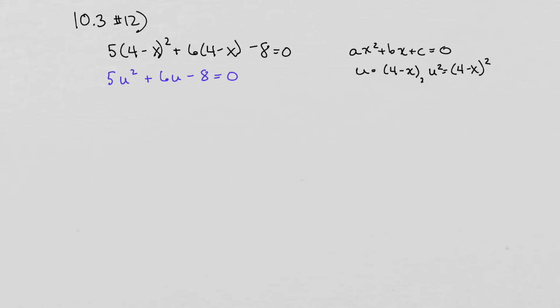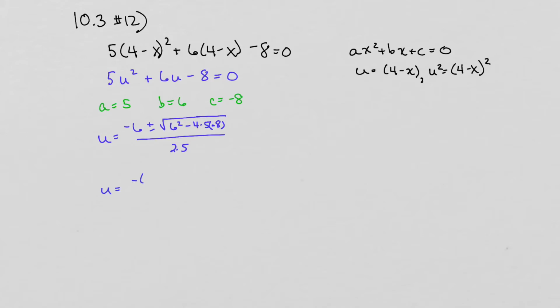This looks like it could be a little tricky to factor, so I think I'll just go right to the quadratic formula. In the quadratic formula, the a will be the 5, the b will be the 6, and the c will be the negative 8. So we have u is equal to negative b, negative 6 here, plus or minus the square root of b squared, so 6 squared, minus 4 times a times c. So can I get a negative in there? 4 times 5 times negative 8, all over 2a, 2 times 5.